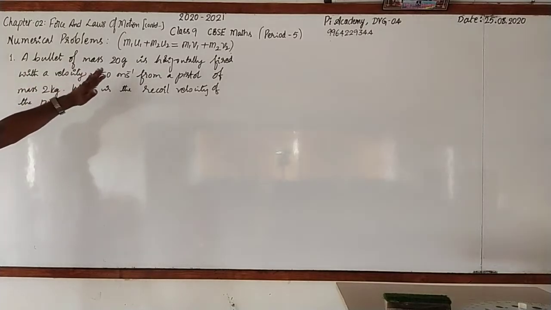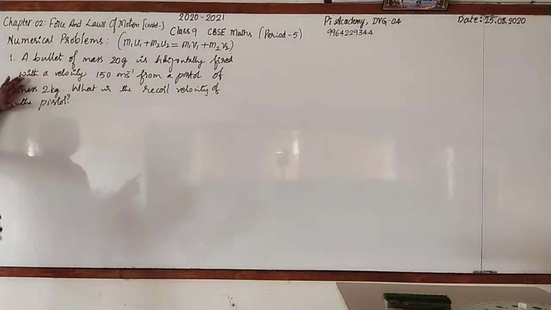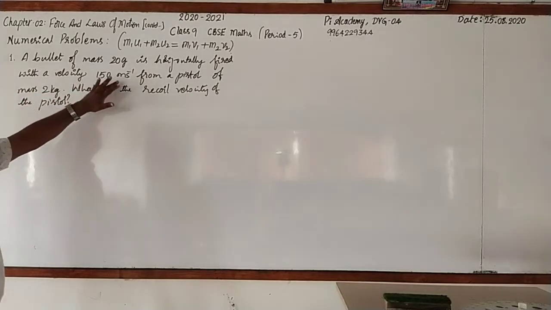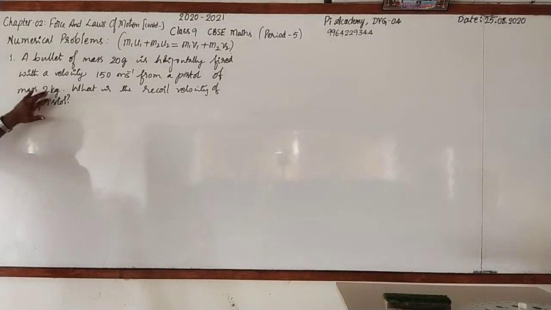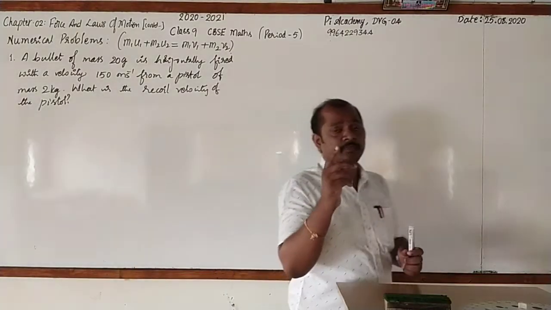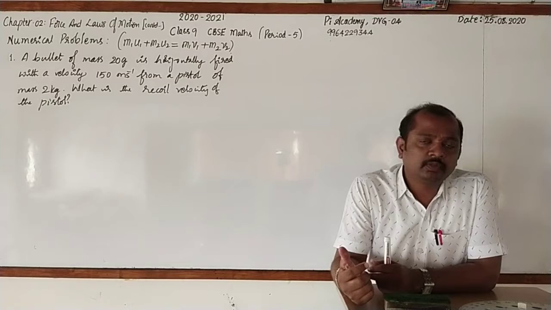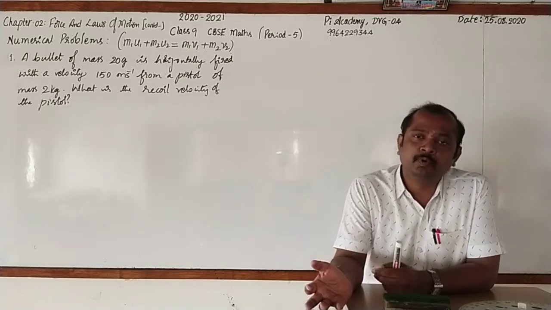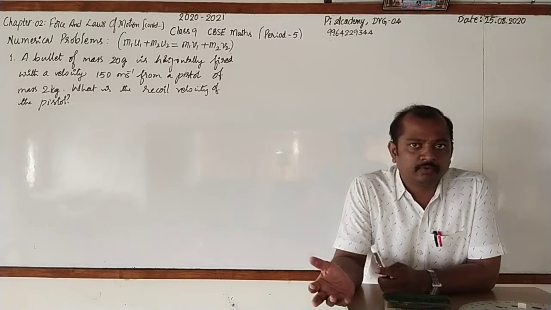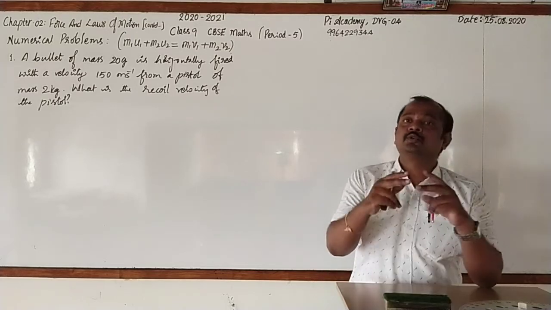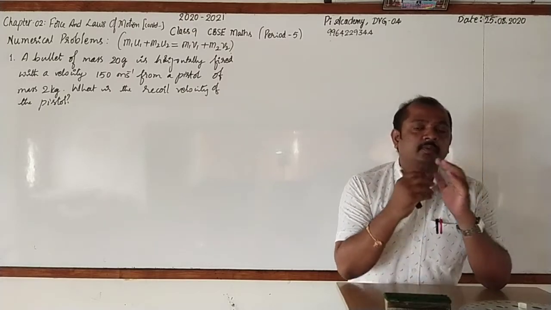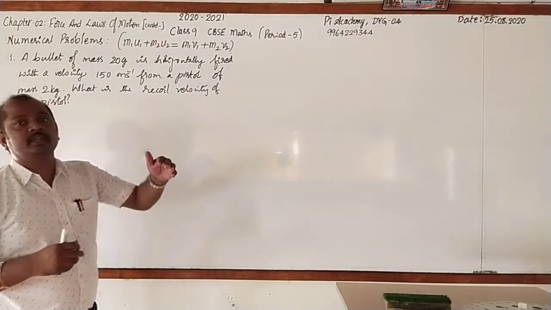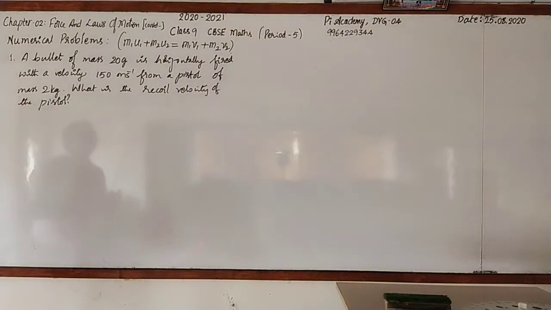A bullet of mass 20 gram is horizontally fired with a velocity 150 meter per second from a pistol of mass 2 kg. What is the recoil velocity of the pistol? Dear students, here two objects are given. Can you tell them? Yes, one is bullet and second one is pistol, right? And two situations are there. What are those? One is before firing and another one is after firing. These are the two situations.